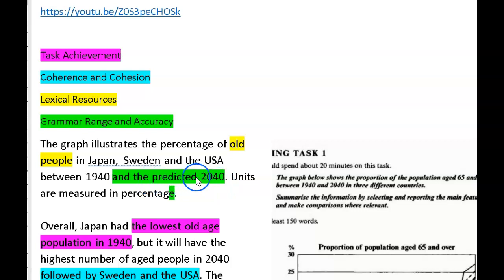This is green for grammar, because that's not the correct way to use the predicted 2040. There needs to be another noun in here. Units are measured in percentages, more than one. You don't have to tell us that, because you say here, the percentage. It tells us that that's what it illustrates. It illustrates it in percentages. Of course it's going to show it in percentages.